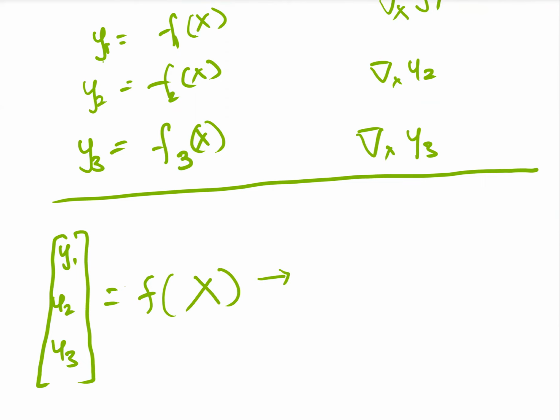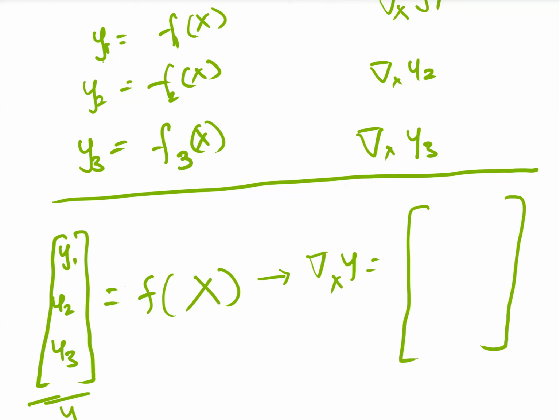So if I write this, then clearly the derivative of y, so let me call this vector y, okay? Then the derivative of y with respect to x is also going to be a stacking, because all I've done is physically stacked a bunch of equations together, right? So the derivative of y with respect to x is also going to be a stacking of y1 with respect to x, y2 with respect to x, y3 with respect to x. This making sense, guys?